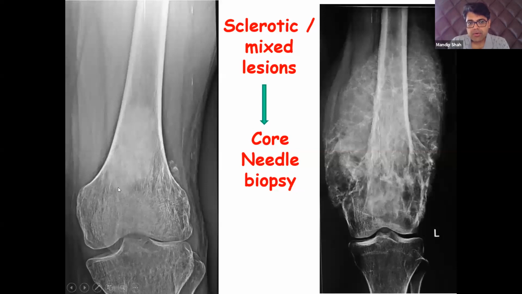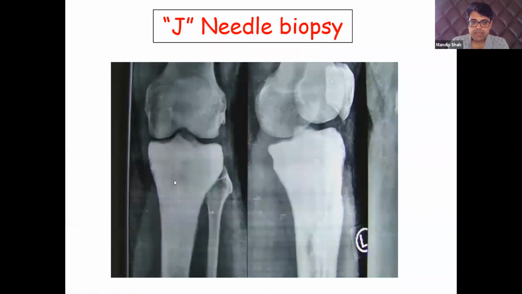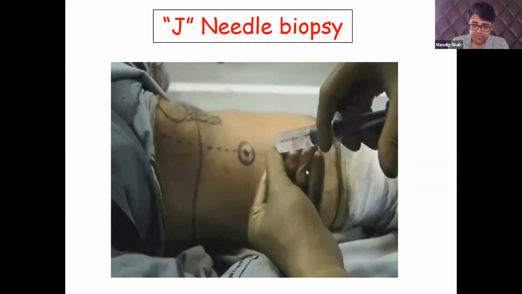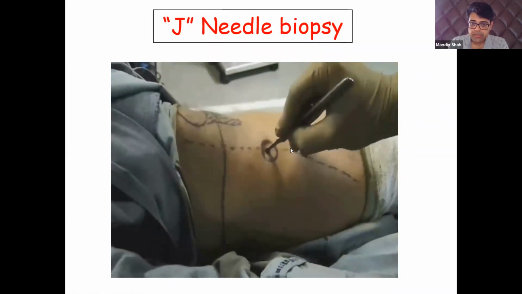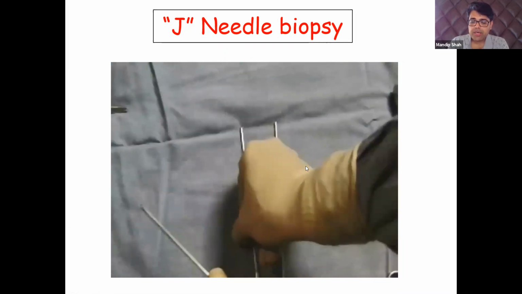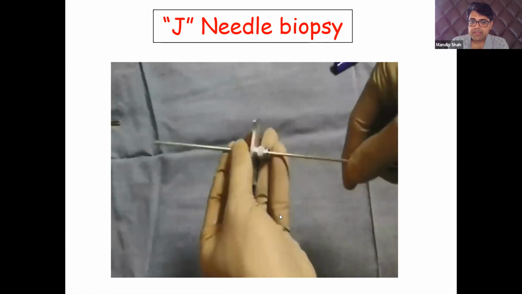One is this kind of sclerotic or mixed lytic sclerotic lesion. That is where you have to take out the cores from the tissue sample, the tissue from the bone. So what are those? This is a suspected case of osteosarcoma, very densely sclerotic lesion. All you need is this. You mark the proposed incision for future limb preservation surgery, infiltrate local anesthesia, put up that stab incision.